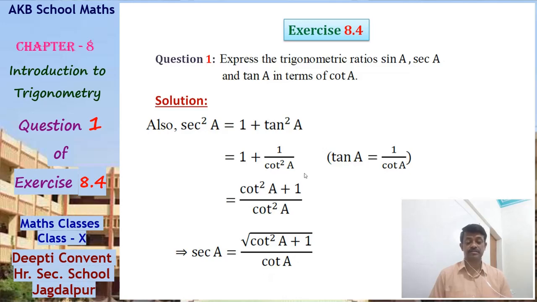Okay. So those are the values of sin A, sec A and tan A. We got them like this. So that was the solution of question 1 of exercise 8.4. So what we require is remembering the square relation and quotient relation. Okay.